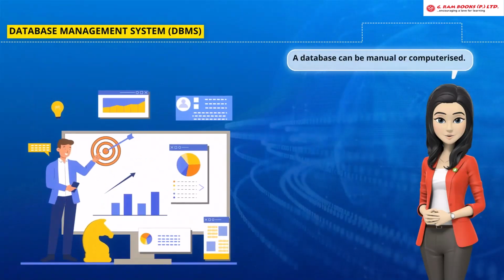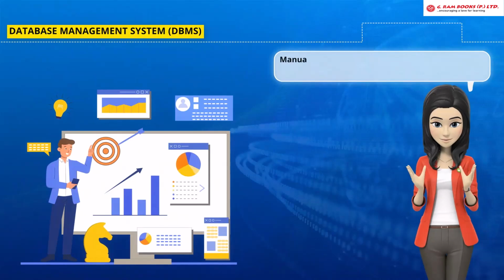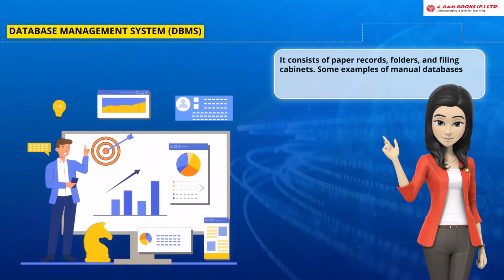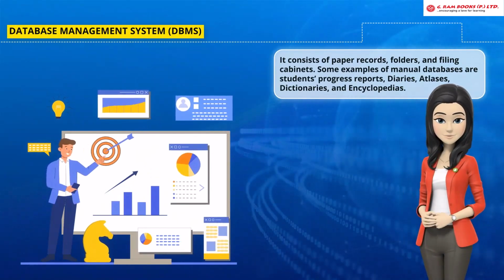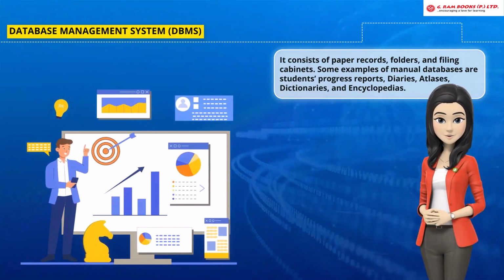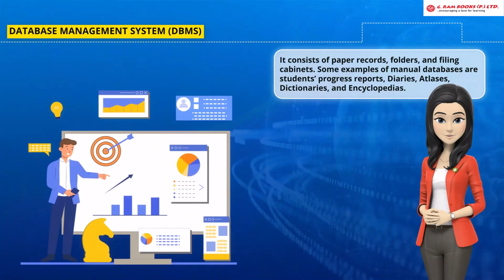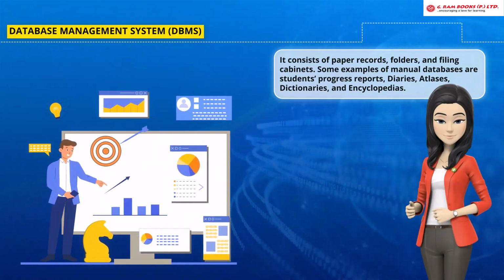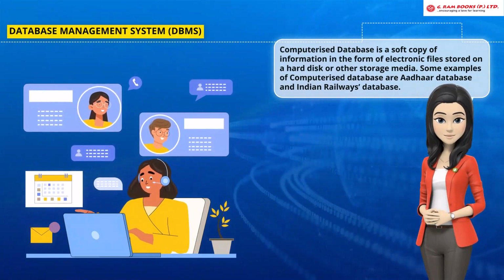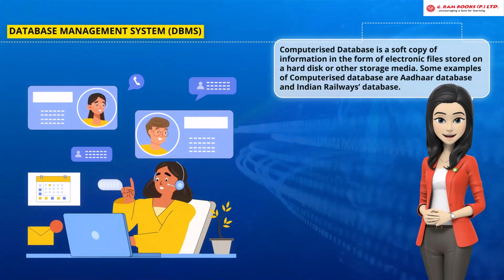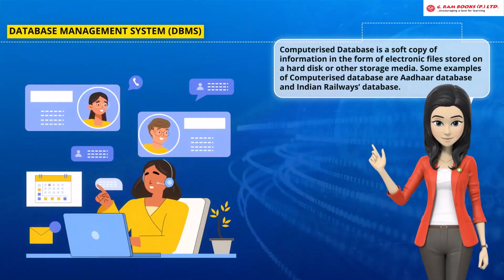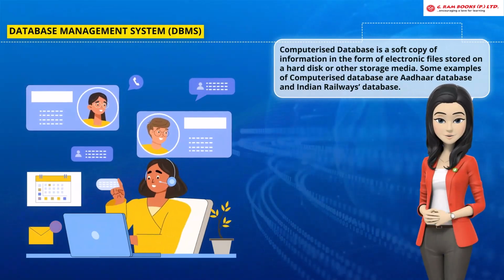A database can be manual or computerized. Manual database is the simplest and most common type of database. It consists of paper records, folders, and filing cabinets. Some examples of manual databases are students' progress reports, diaries, atlases, dictionaries, and encyclopedias. Computerized database is a soft copy of information in the form of electronic files stored on a hard disk or other storage media. Some examples of computerized database are the Aadhaar database and the Indian Railways database.